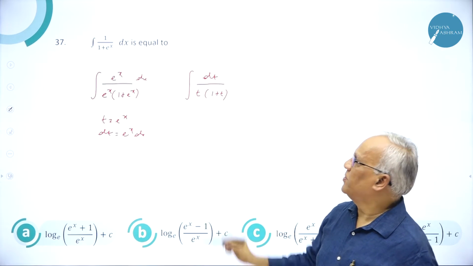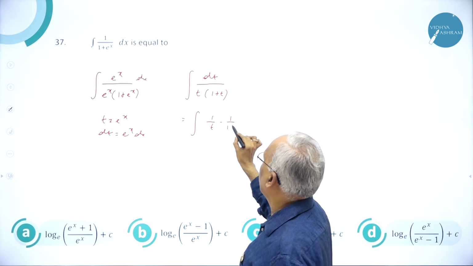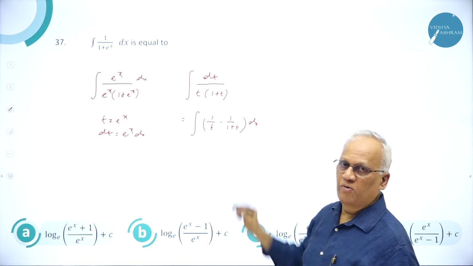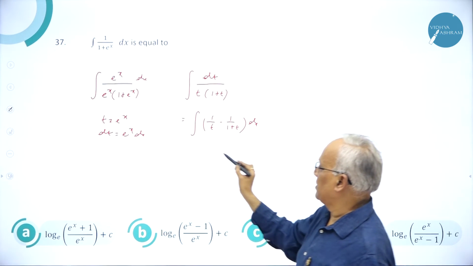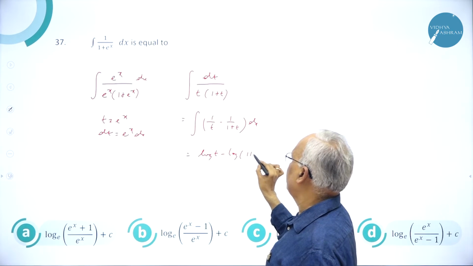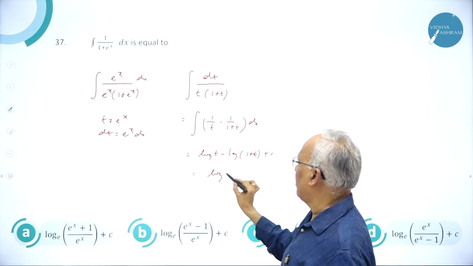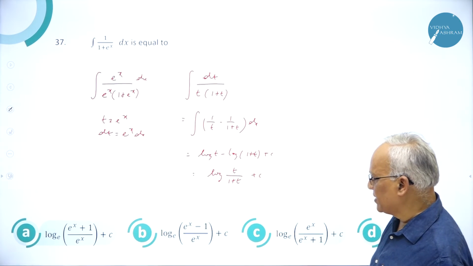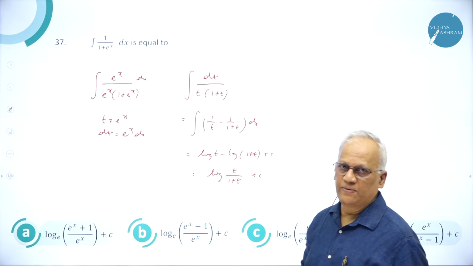Now you can resolve into partial fractions. It is equal to 1 over t minus 1 over 1 plus t. Don't waste time on partial fractions. It's common sense: 1 plus t minus t is 1. You can easily write 1 over t into 1 plus t as 1 by t minus 1 by 1 plus t. So it is log t minus log of 1 plus t plus a constant. Now tell me, what is this? Log m minus log n is log of m by n, so log of t divided by 1 plus t plus c, where t equal to e power x. Log of e power x by e power x plus 1. So the answer is option c.